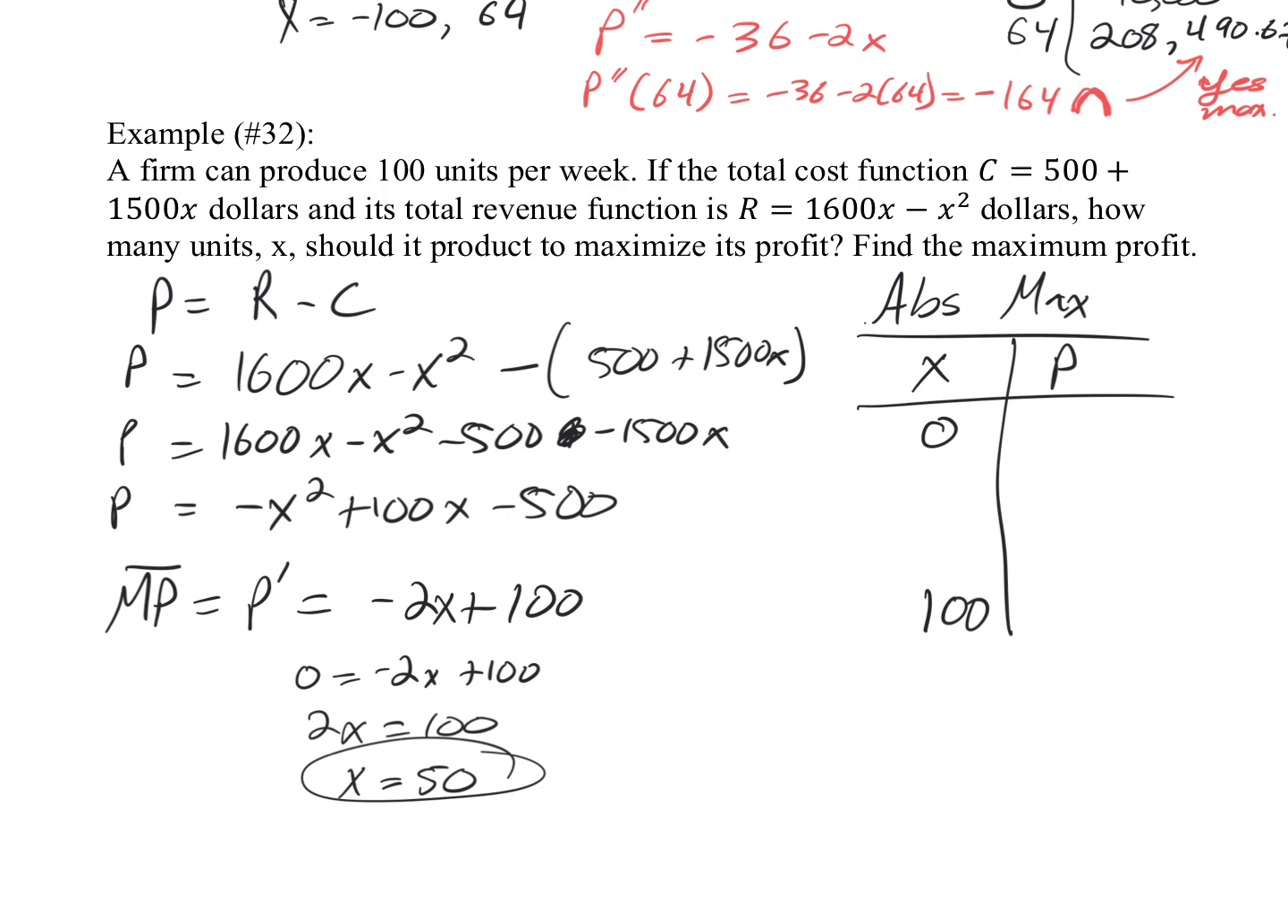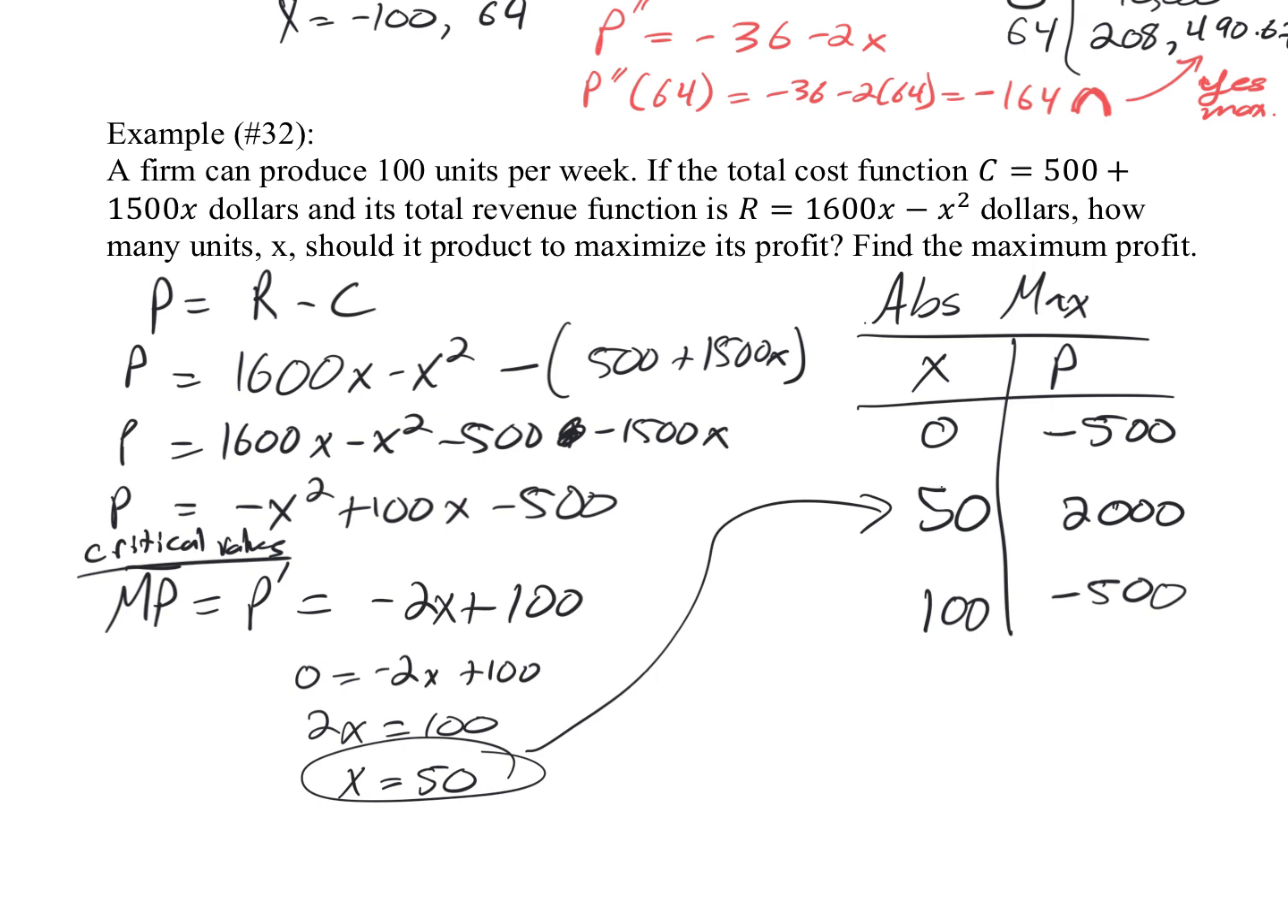So I guess I didn't write the word anywhere, but let me write it here. Critical values. We go ahead and we put 50 onto this chart that contains all of the points you would have to consider for your absolute maximum. Now that we have that, we can go ahead and figure out what the profit would be if I produce and sell 0 units, 50 units, or 100 units. We're going to plug each of these values back into this profit function.